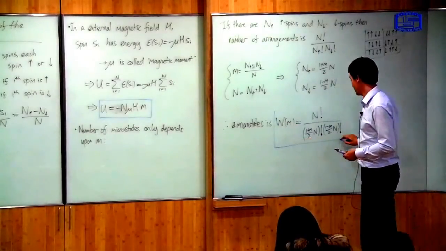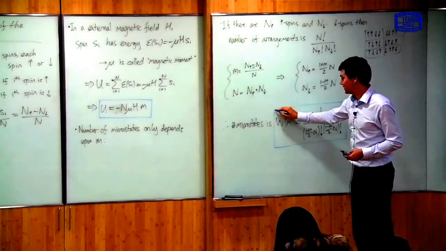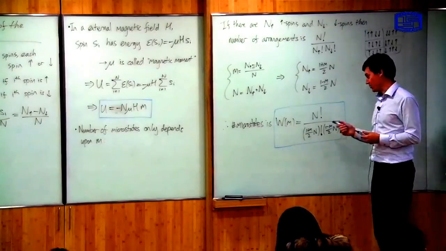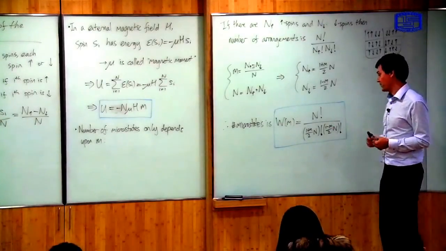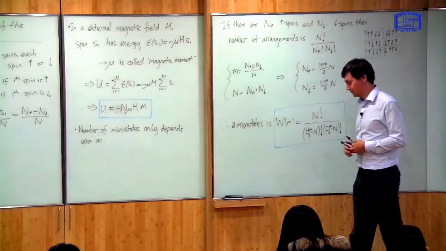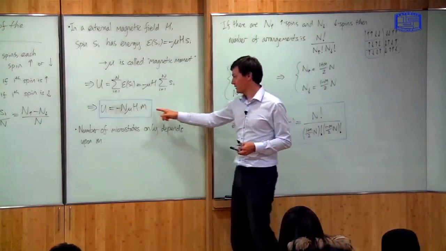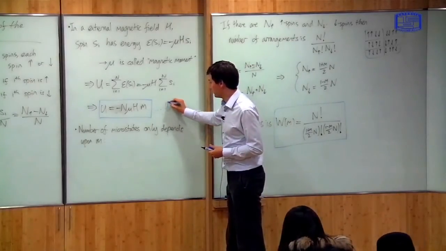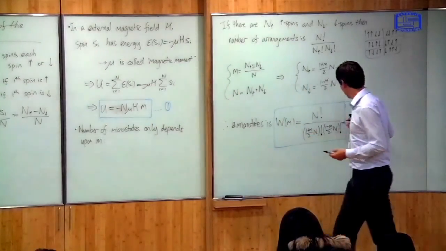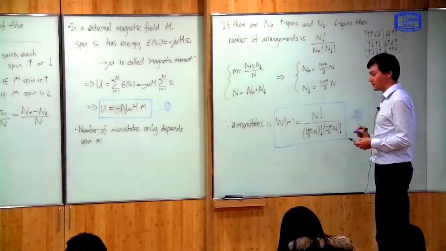We've worked out how the energy depends upon magnetization, and now we've worked out how the number of microstates depends upon magnetization. That's these two equations here. Okay, so these are important, so probably I should label them. Let's call this one number 1. And we'll call this one number 2.